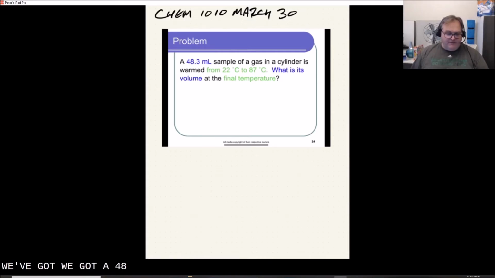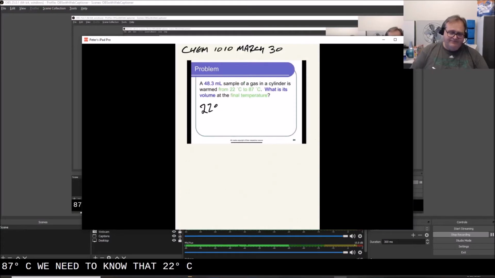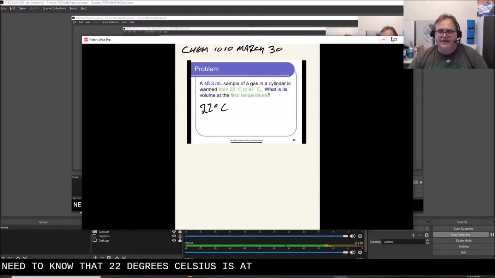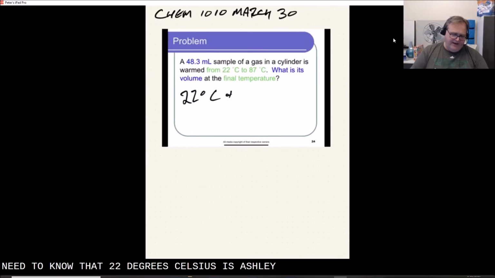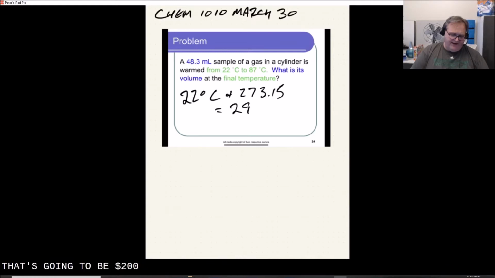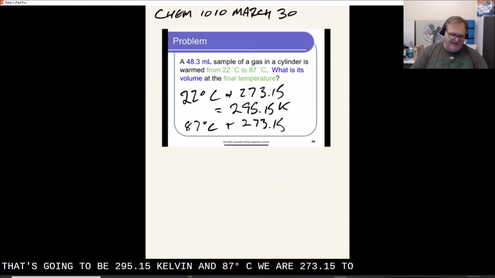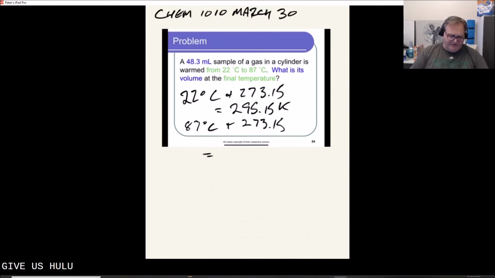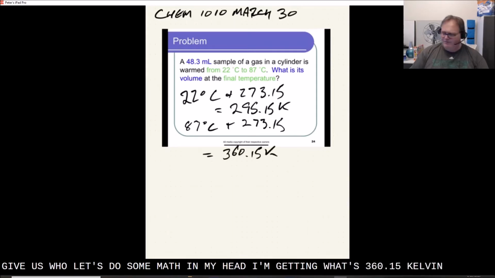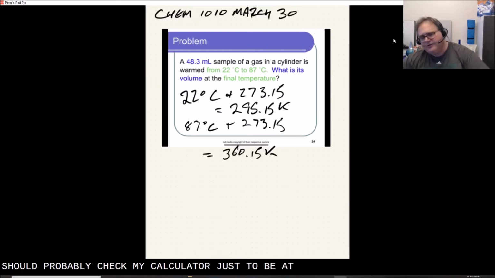We've got a 48.3 milliliter sample of a gas in a cylinder that is warmed from 22 degrees Celsius to 87 degrees Celsius. We need to know that 22 degrees Celsius is actually, if we add 273.15 to that, obviously that's going to be 295.15 Kelvin, and 87 degrees Celsius, if we add 273.15 to that, is going to give us, let's do some math in my head. I'm getting, what, 360.15 Kelvin? I should probably check that on my calculator just to be absolutely sure.